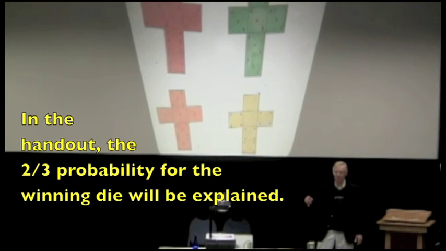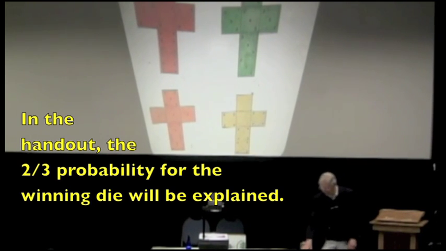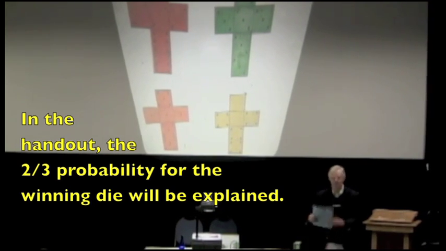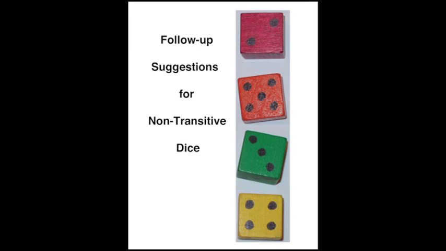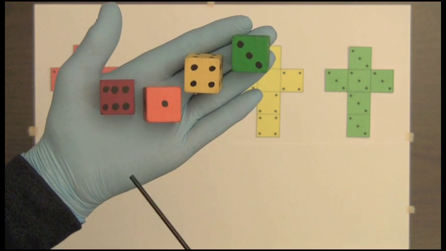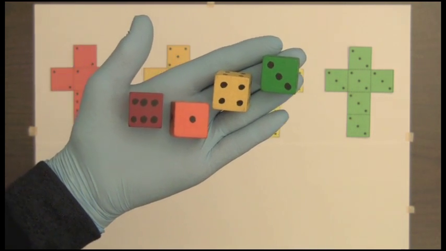In the handout, the 2/3 probability for the winning die will be explained. Here are some follow-up activities. These are the dice that were used in this video.